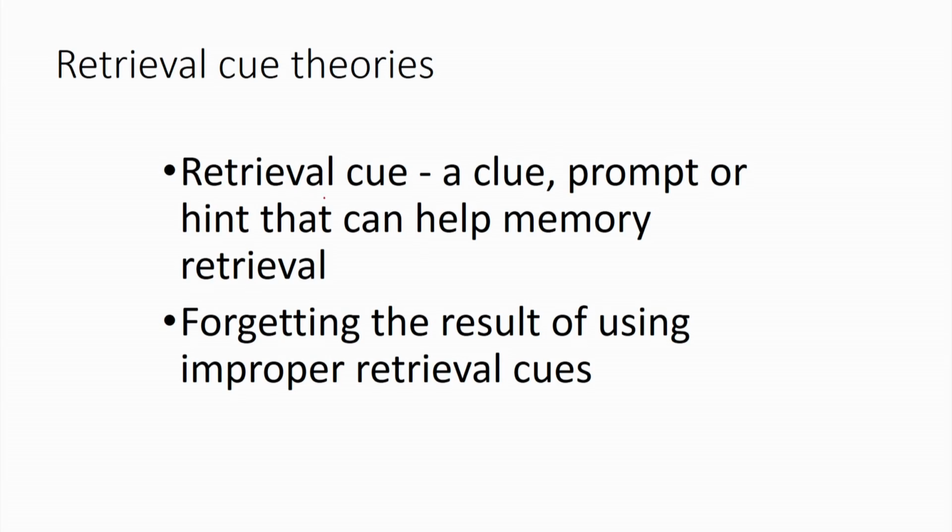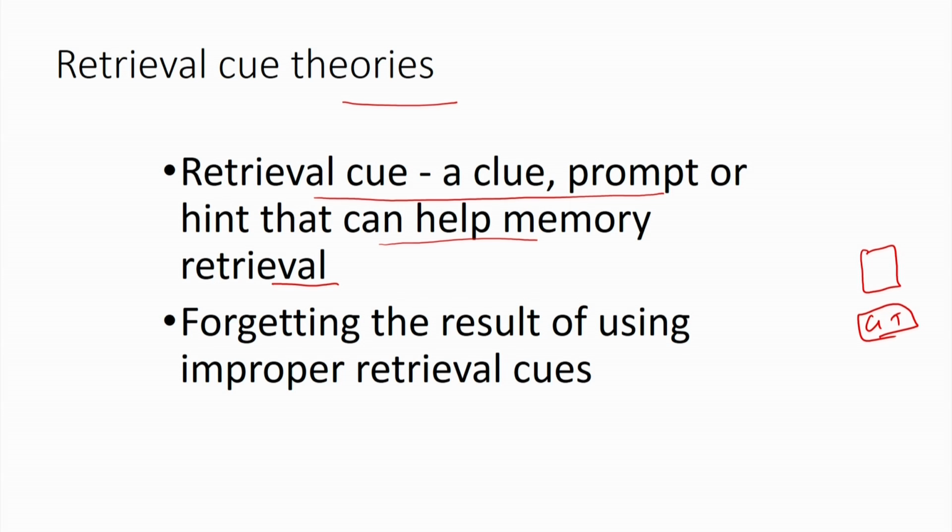Another theory which talks about how retrieval failure happens is called the retrieval cue theory of forgetting. And so, what is the retrieval cue theory? The retrieval cue theory says a clue, prompt or hint can help memory to retrieve. So, basically when any long term memory is formed, as I said, it is a cue target kind of system. So, memories generally have something like a key lock kind of system.